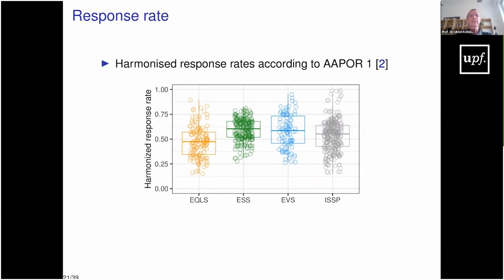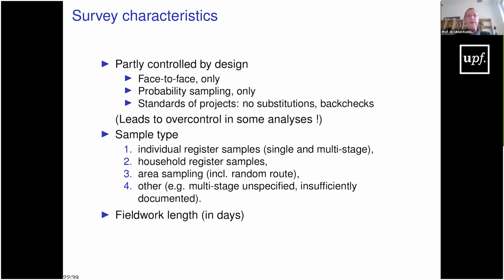Response rates: we use the harmonized response rates according to the first definition of AAPOR. And you see down there the box plots, which show the distribution of these things. I haven't talked about that here, just for a matter of time, but you see the distributions here. Then the survey characteristics. I must say that we partly control for survey characteristics by design. Namely, we only use face-to-face surveys. We only use probability sampling. We have certain standards of the projects, meaning that there are no substitutions allowed in any of the projects. There are back checks used in all of the projects.